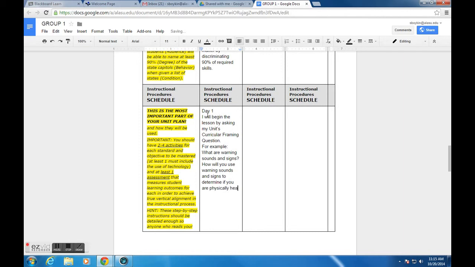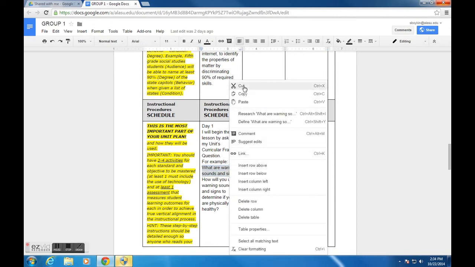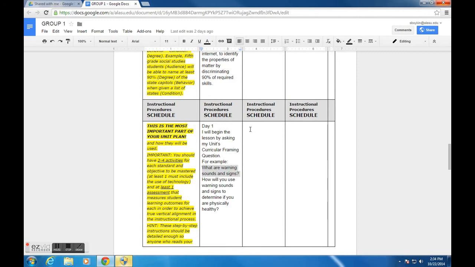This first step of the instructional procedures is really easy because everyone in the group is asking that same curricular framing essential question. For this particular sample, what are warning sounds and signs? So for day 1, each teacher will ask that same question. So notice, day 1, all I'm simply doing is copying and pasting the same essential question. Why? Because this is what connects the theme to each content area. So you're following that same format.